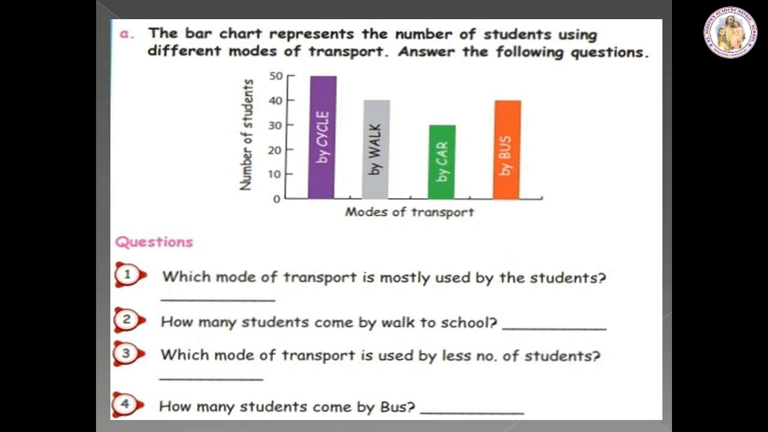Which mode of transport is used by the least number of students? That is vehicle, car. How many students come by bus? That is 40 students.